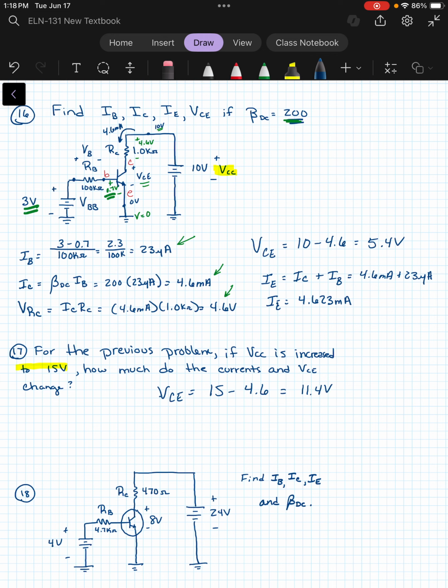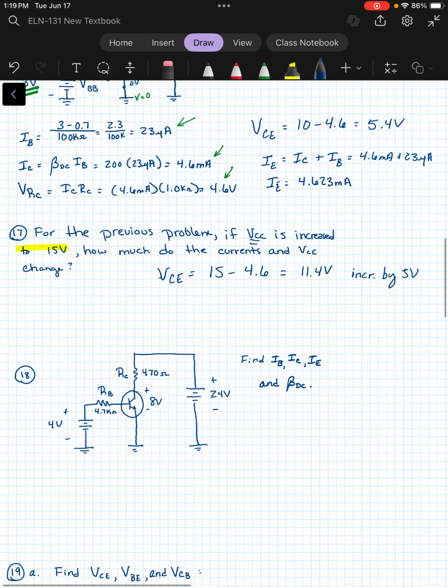So it actually would be, let's see, 4.6. So it would actually increase by 5 volts. So VCE increases by 5 volts. Okay, so that's all that really changed if we increase the VCC in that question.